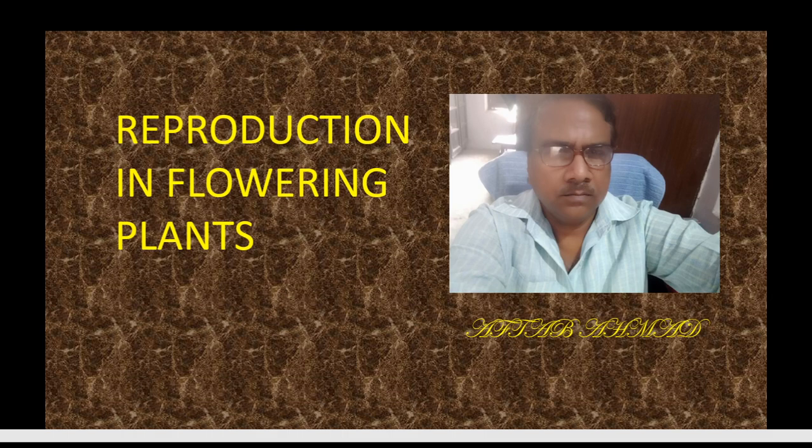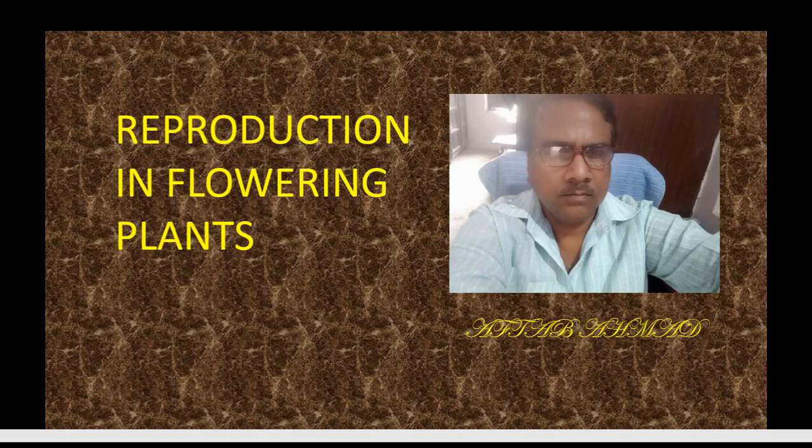Reproduction in flowering plants. This is the most important chapter for biology. It is awarded 14 marks in the board examination. So, for this chapter, you have to concentrate yourself for obtaining 14 marks in this chapter.